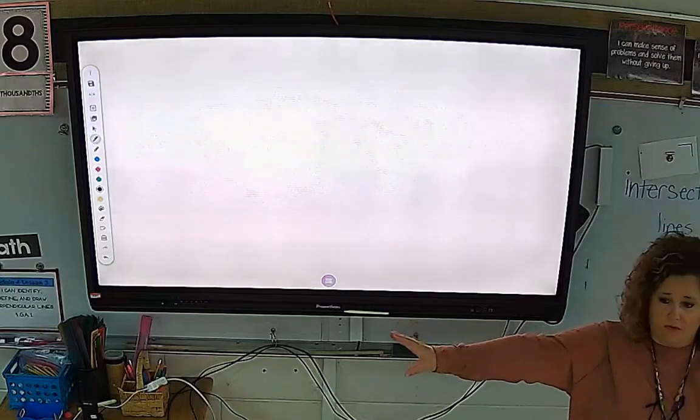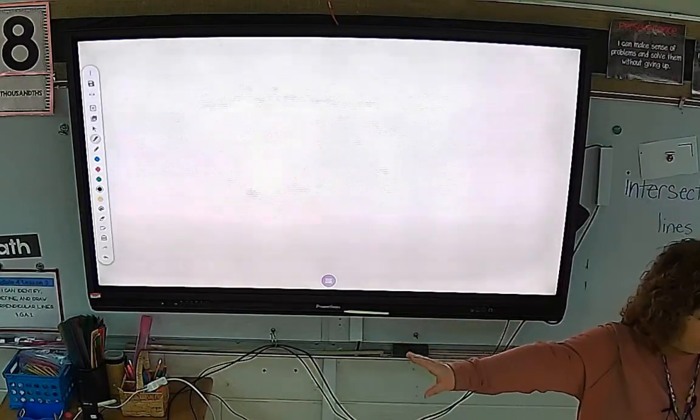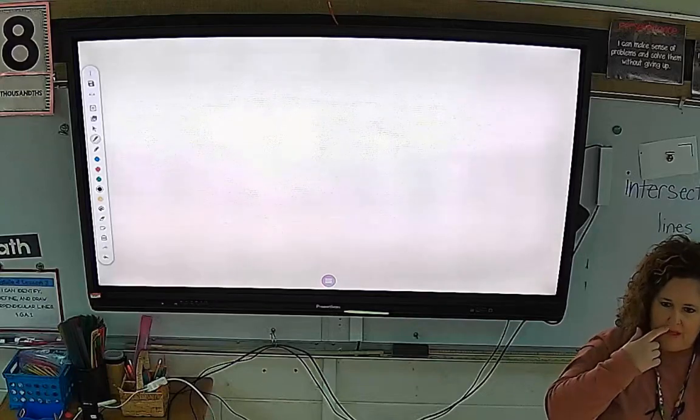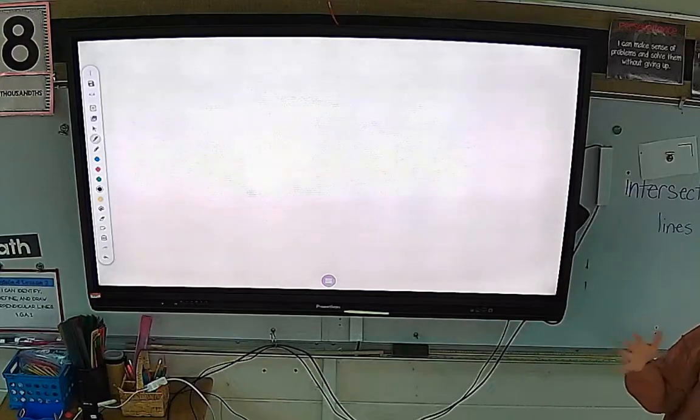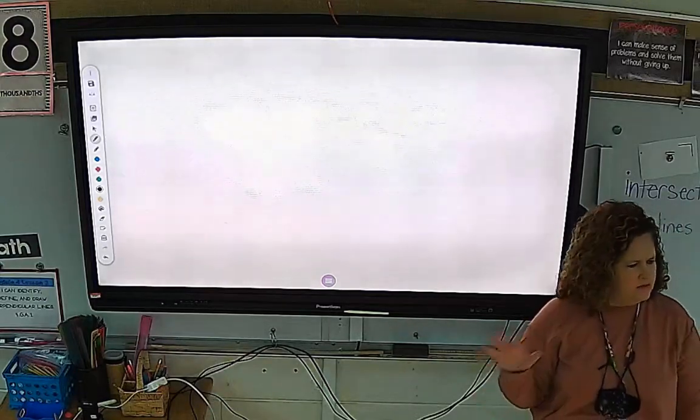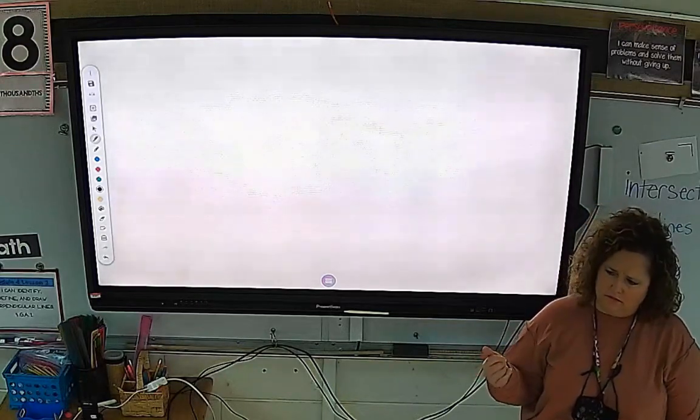You said probably one of the most important things about parallel lines. It's two lines that are working together, but they never touch each other. They could go on forever and they will never run into each other. If they are never going to run into each other, can you tell me anything else about them?